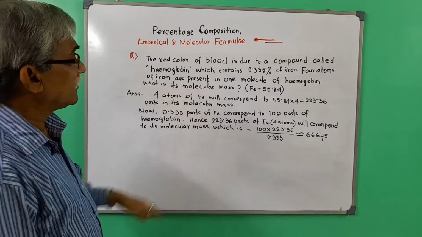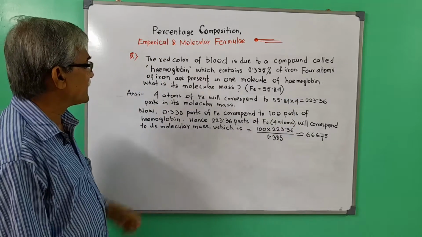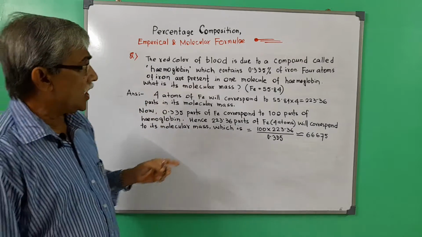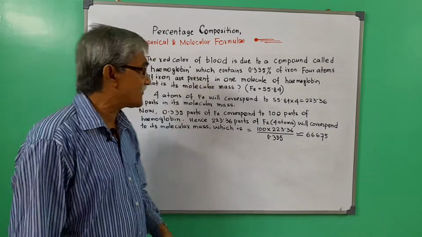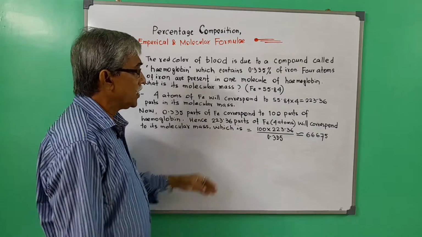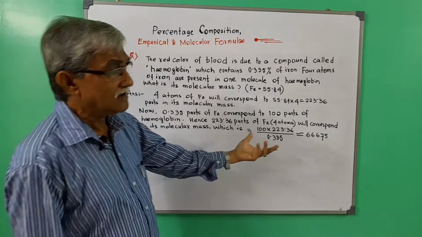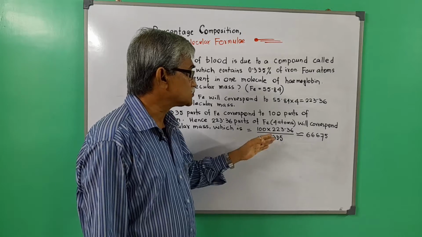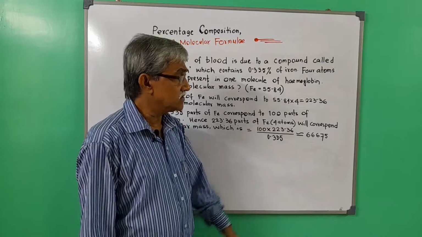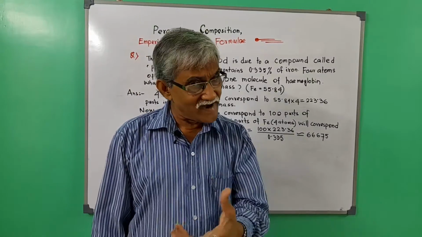4 atoms of iron will correspond to 55.84 into 4, that equals 223.36 parts in its molecular mass. Now 0.335 parts of iron correspond to 100 parts of hemoglobin. Hence, 223.36 parts of iron, that is 4 atoms, will correspond to its molecular mass, which is a very simple mathematical calculation: 100 into 223.36 over 0.335, and if you calculate it, it comes approximately to 66,675, a very big molecular mass.